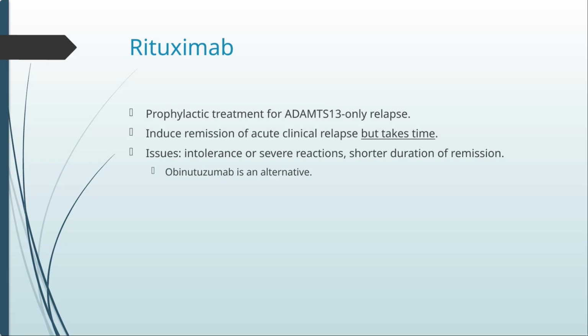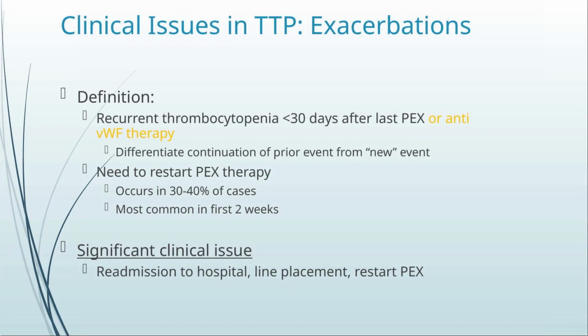So we mentioned these exacerbations, and again, these are defined as recurrent thrombocytopenia less than 30 days after the last plasma exchange or anti-von Willebrand factor therapy. Caplacizumab is an antibody that works by blocking platelet binding to the A1 domain of von Willebrand factor, preventing platelet aggregation and clots in the microvasculature, as shown here if you remember in the earlier slide. So this is great for preventing exacerbations because it stops the clots from forming in the small vessels, and this prevents and stops further end organ damage. However, it's not for all patients who come in experiencing major bleeding.